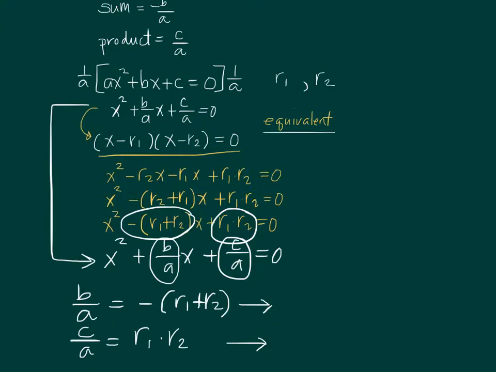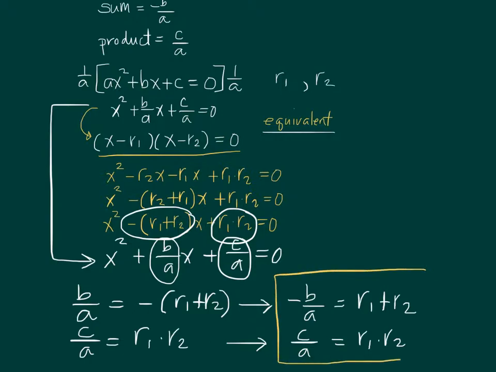Now the first one can still be simplified. If we multiply it by negative 1 on both sides, then negative b over a is now equal to r1 plus r2, which is simply the sum of the roots r1 and r2. And c over a is equal to r1 times r2 as the product of the roots. So see, these are the two formulas that we use to find the sum and the product of the roots of the quadratic equation. And that's how they were derived.